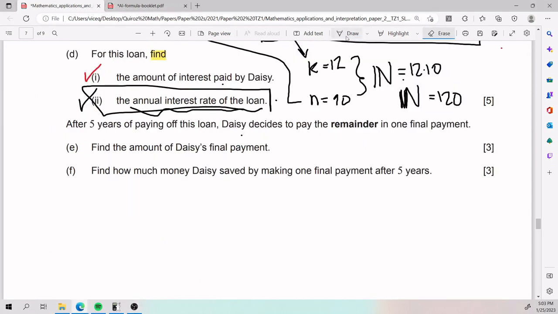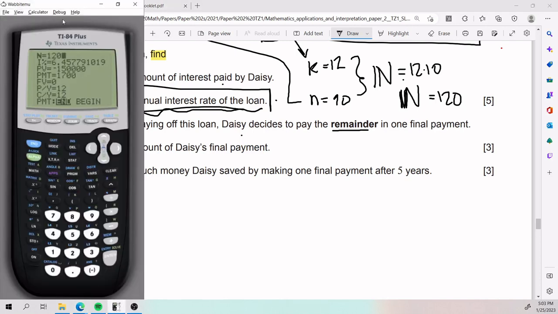All right, so for this part E, we have that after 5 years of paying off this loan, Daisy decides to pay the remainder in one final payment. Why would he do that? Because it's cheaper, you have to pay less interest, etc. So for part E, we need to find the amount of Daisy's final payment. The approach here is the following.